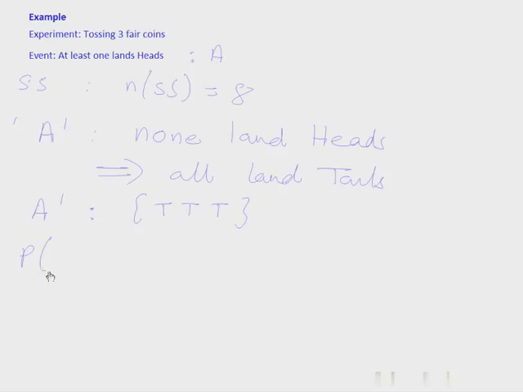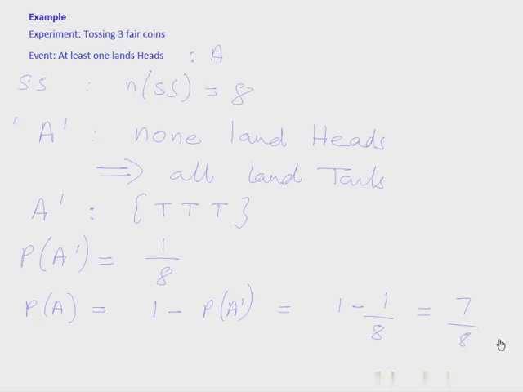So the probability of A dash is 1 over 8. So now we know the probability of event A, at least one lands heads. We know that P(A) is equal to 1 minus P(A dash), which will give us 1 minus 1 over 8 equal to 7 over 8. So the probability of getting at least one heads is 7 over 8.